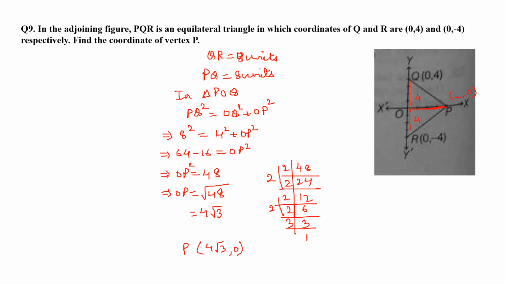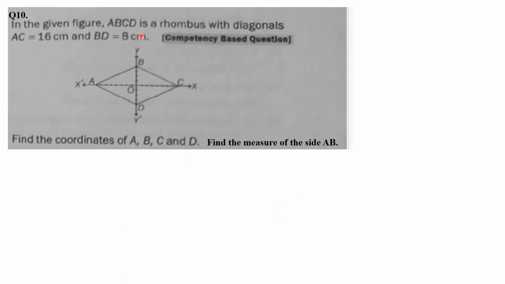Okay. Now moving to question number 10. In the given figure, ABCD is a rhombus with diagonals AC equal to 16 cm and BD equal to 8 cm. Find the coordinates of A, B, C and D and find the measure of the side AB.